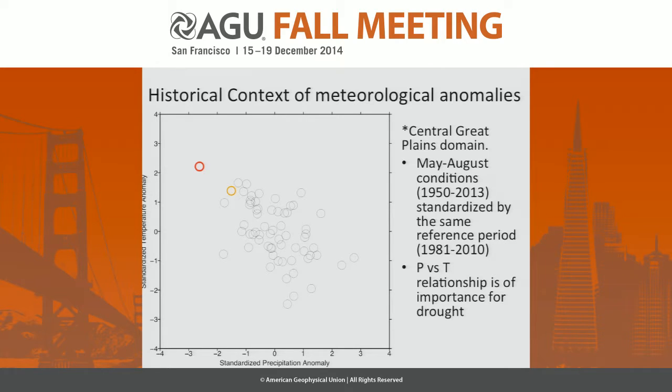Just to give context, 2012 was really a historic event in terms of both temperature and precipitation. It was greater than 2 sigma in each of those. The other drought in recent memory, of course, is the 1988 drought, which was not as severe during that time period, but was much longer lasting.